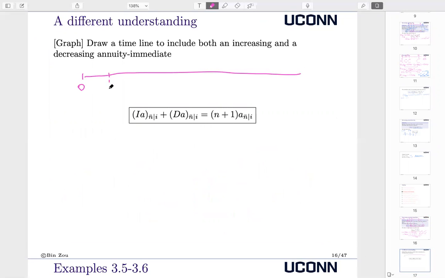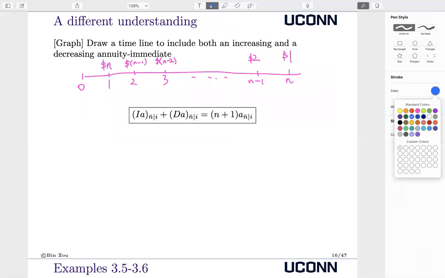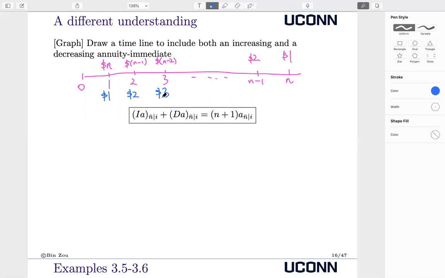So on top I draw the decreasing payments, and it goes on. Let's draw a little bit more. So here is 2. Finally, I get $1. Let me switch to a different color. I do 1, 2, 3. So you see what I'm doing? I'm doing increasing. On top is the decreasing annuity immediate we just introduced.